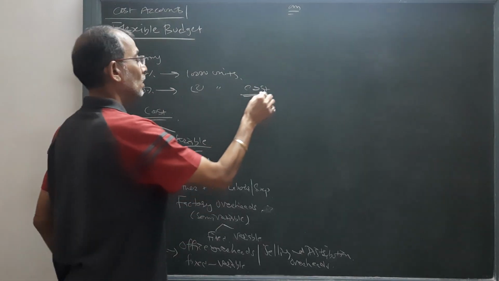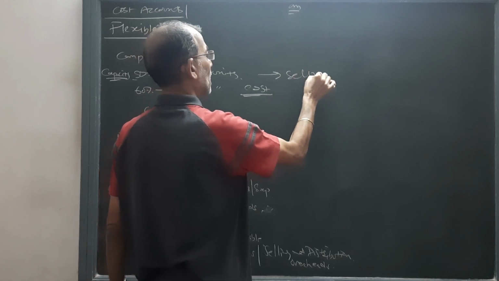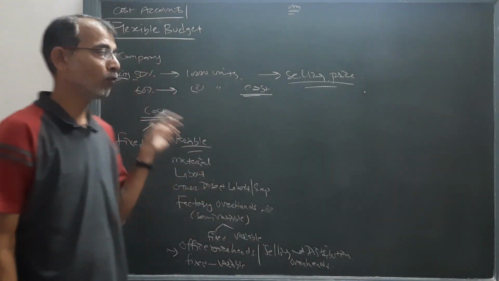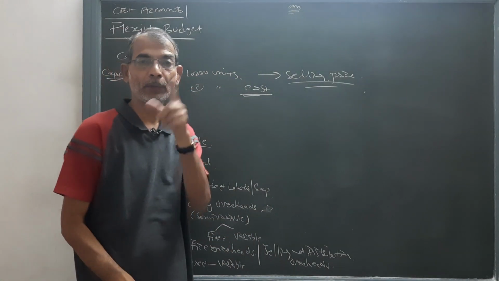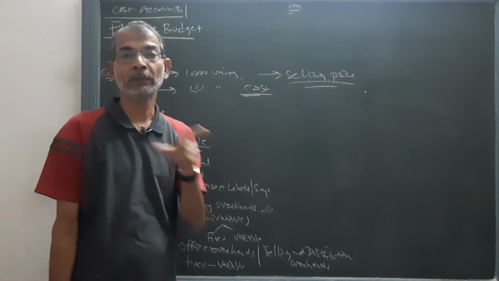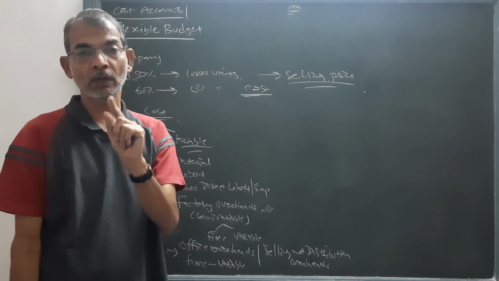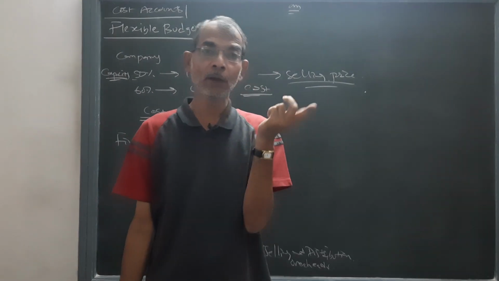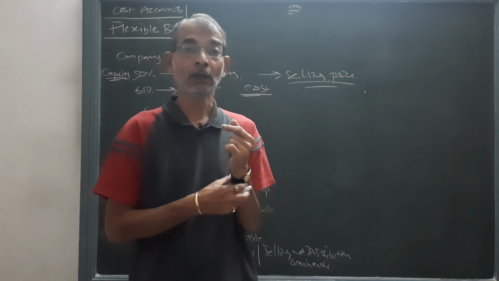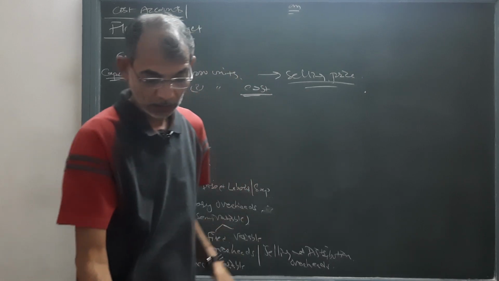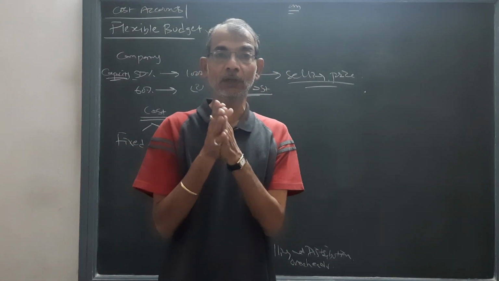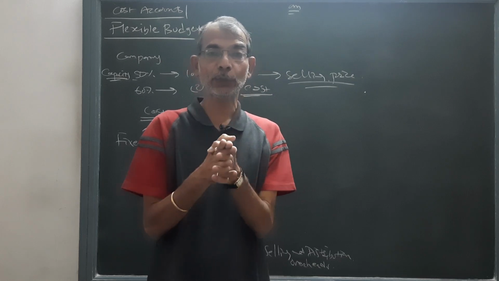And suppose the selling price is given, then the selling price at 50% capacity, and in a similar way at 60% capacity, will be found out. If the company wants to increase or decrease the percentage of profit, the effect will be given in that way. Now in the next lecture we will learn the pro forma of flexible budget.